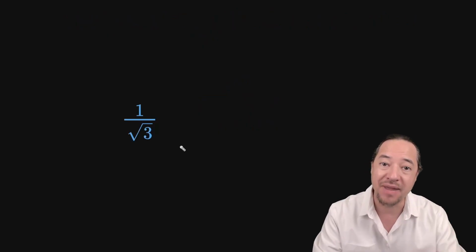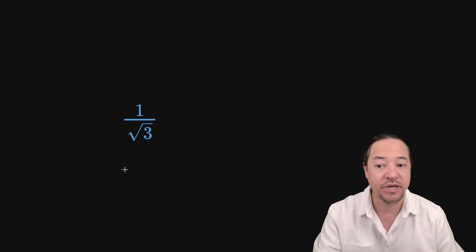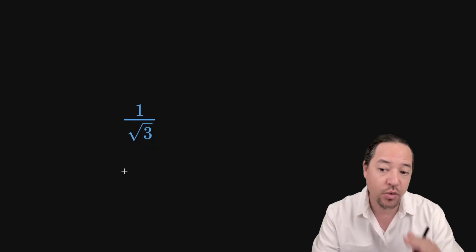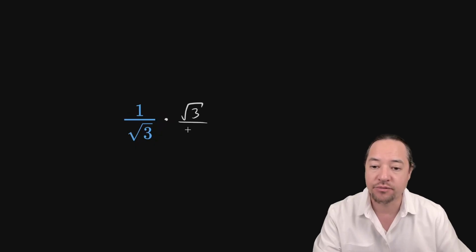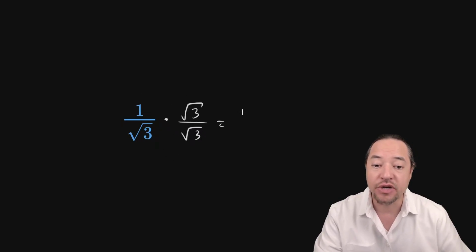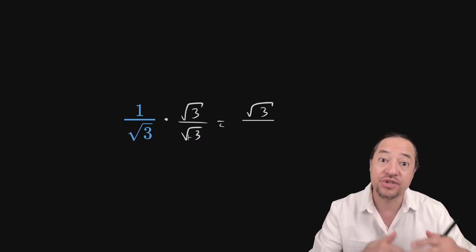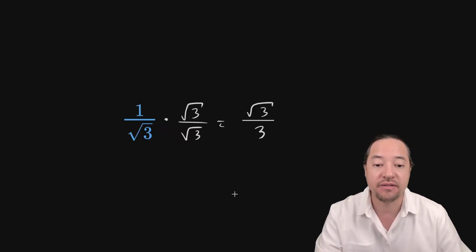Okay, so the main idea is not too crazy. Let's say I have a number like 1 over root 3. If I want to remove the square root of 3, I can multiply this fraction by root 3 over root 3. I'm multiplying it by 1, but by doing it this way, in the numerator I'll just get a square root of 3, but in the denominator, the root 3 and the root 3 give us a root 3 squared. That cancels out the square root sign, and so I'm just going to get a 3.